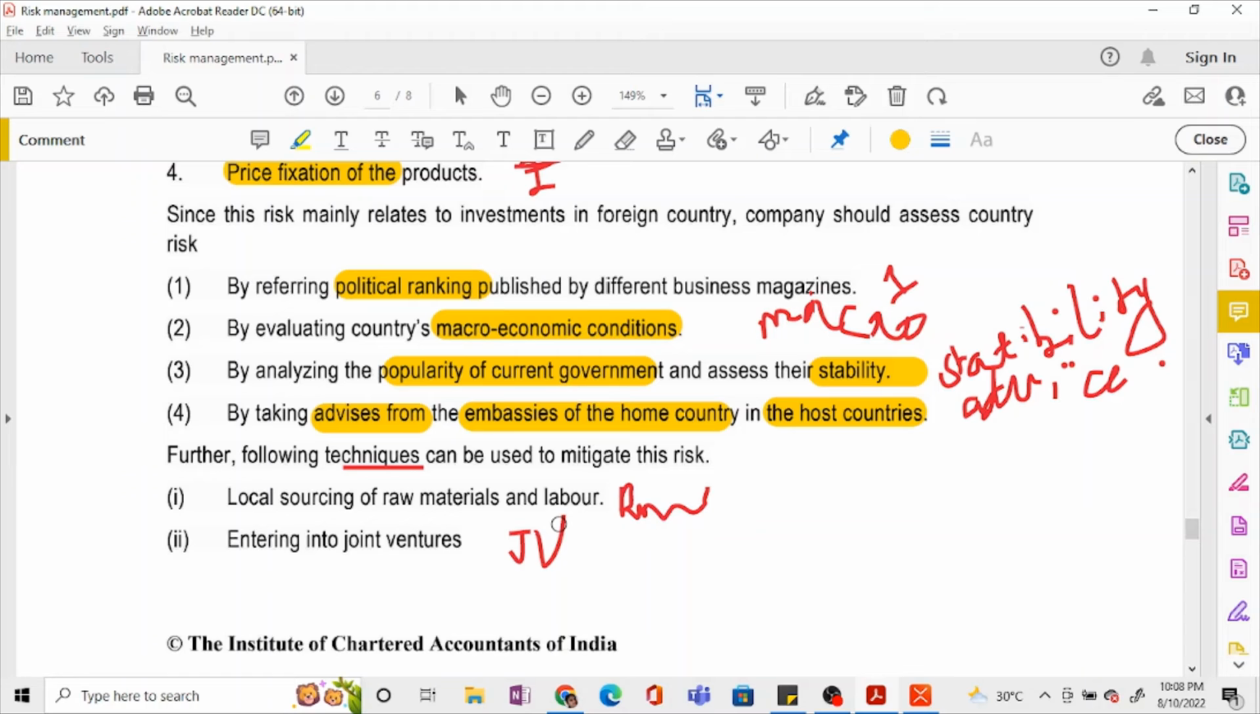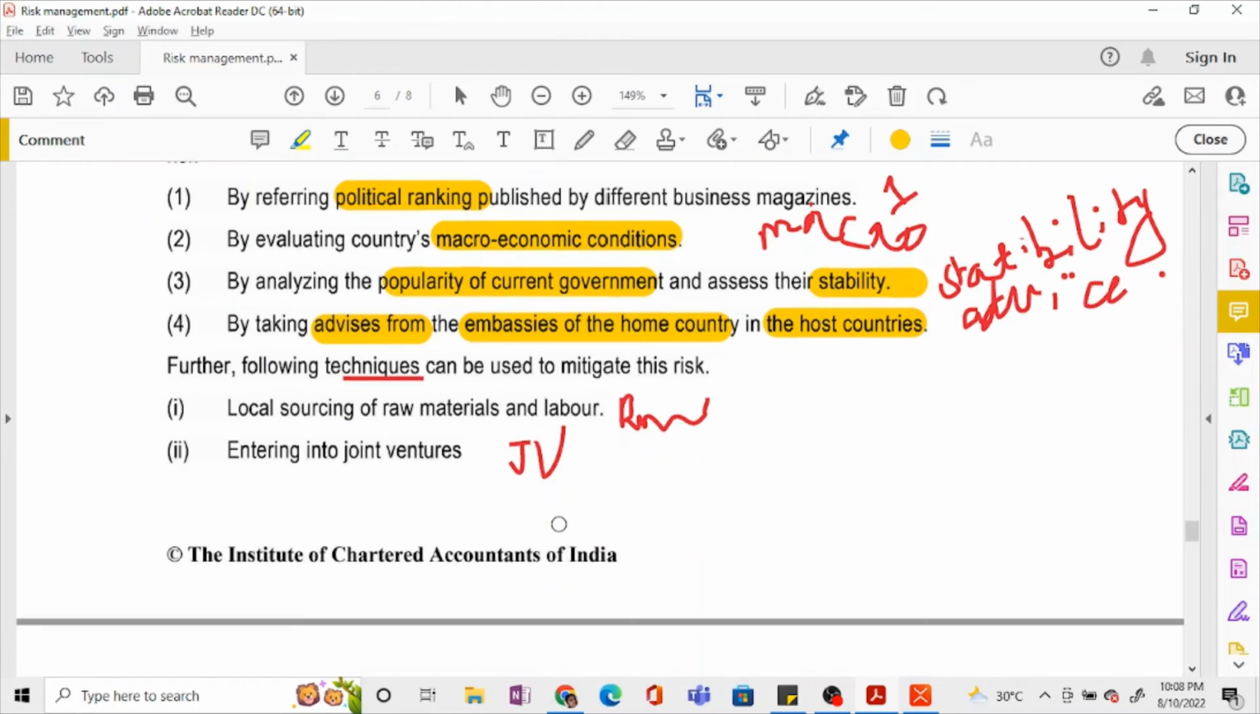And also we have to get the advice from the embassies of the host country that are in the home country. Means there will be certain embassies of our home country in the host country. We have to get their advice about that country before investing in that country.